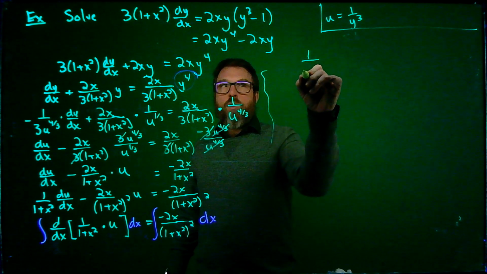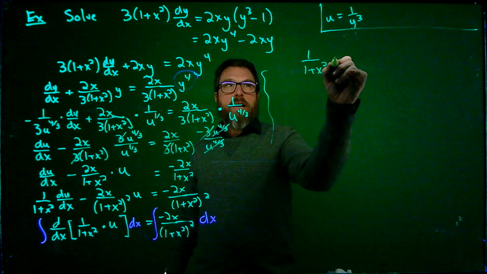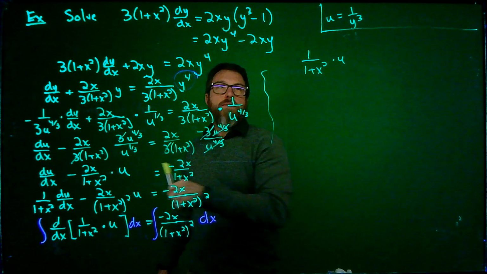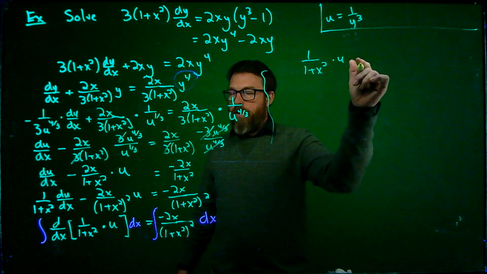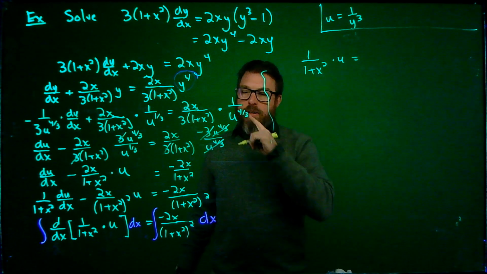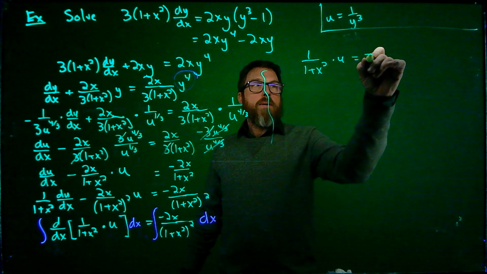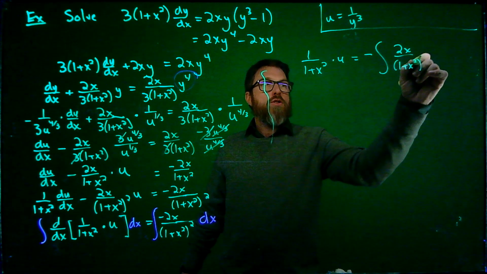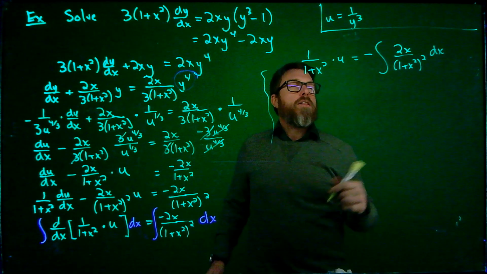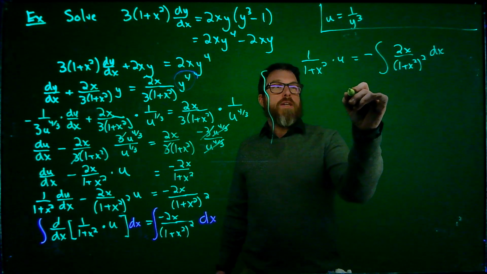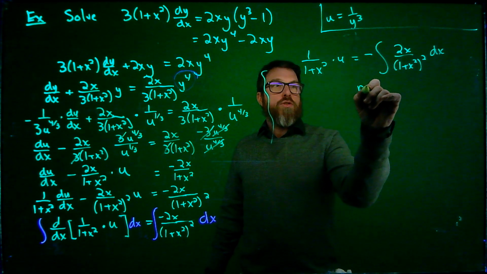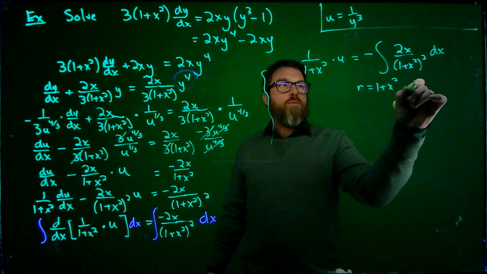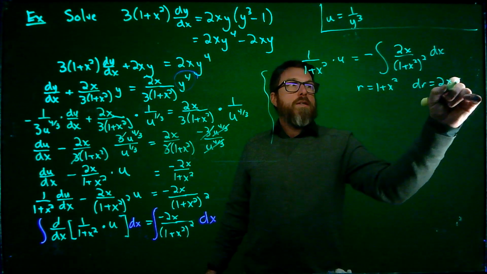Okay, so back up here I'm going to have 1 over 1 plus x squared times u, because the integral of the derivative will go away. Cancel that. And then over to this side, we're going to have minus the integral of 2x over 1 plus x squared dx. And it looks like this is going to have to be done by substitution again, and the same substitution, r is going to be equal to 1 plus x squared, so dr is going to be equal to 2x dx.